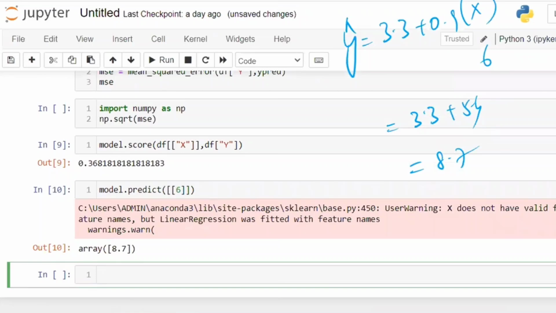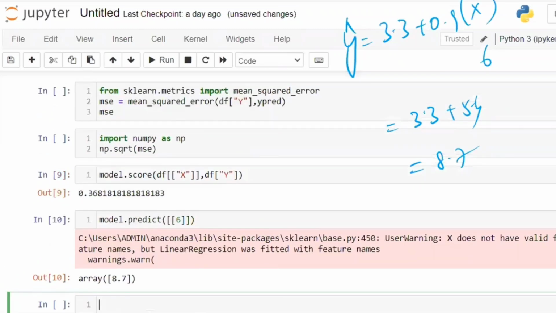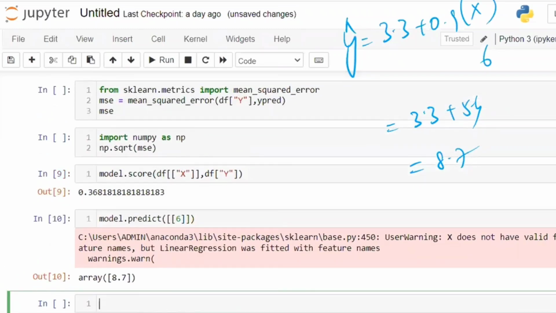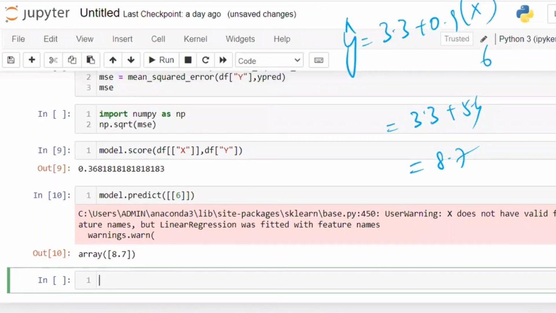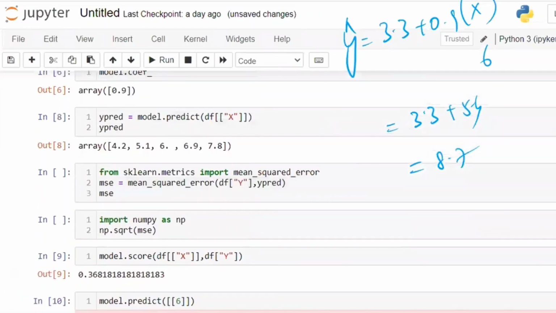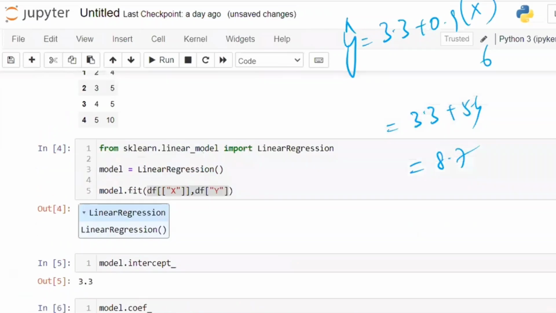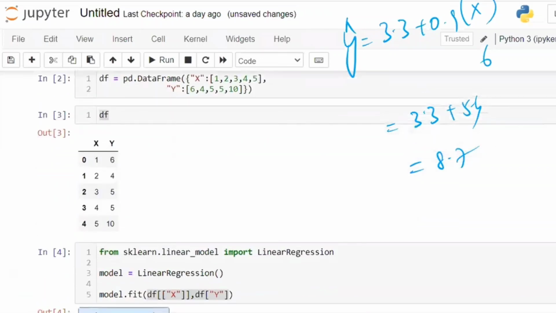Sir, 8.7, you are saying it is the expected answer, with how much percent accuracy? What is the accuracy? 36% is the accuracy. With 36% accuracy, I can predict the answer as 8.7. For this data set, that is the only thing. For example, I am changing the data set like this. See, 1, 6. Let me change the data set.